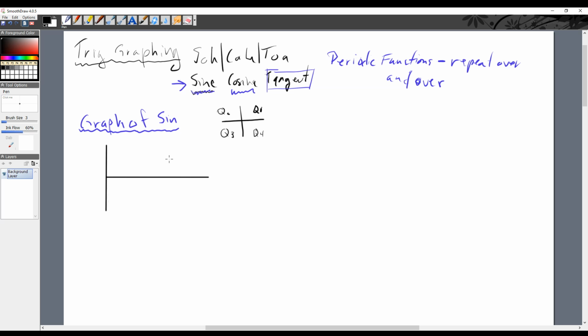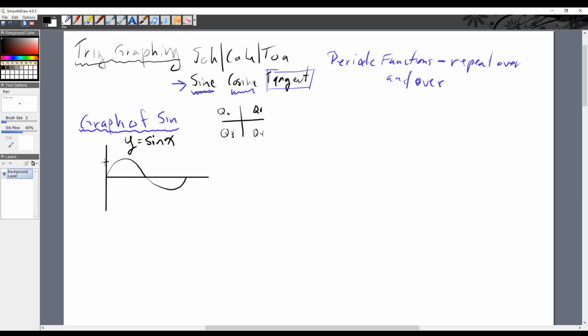I don't know how well this is going to work because my pen isn't going to be all that smooth, but this is going to be the graph of y equals the sine of x. I'm going to draw this in as smoothly as I can. Okay, and this is what it looks like. These humps should be about the same height.